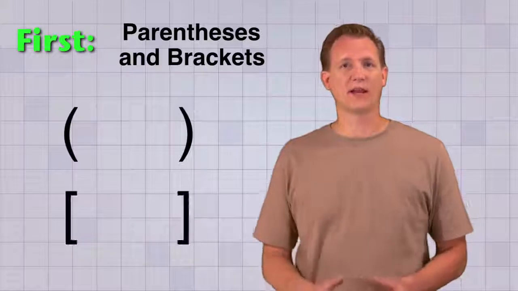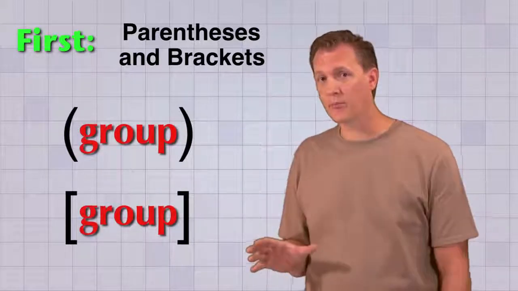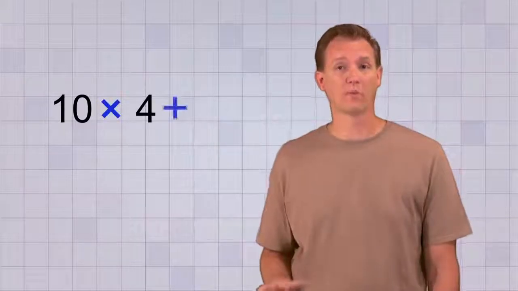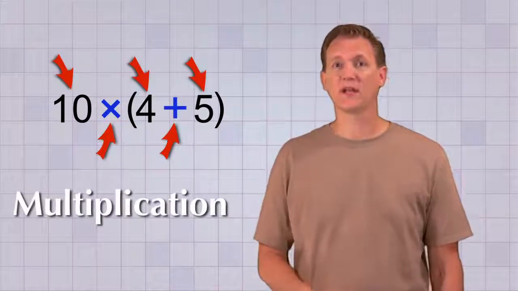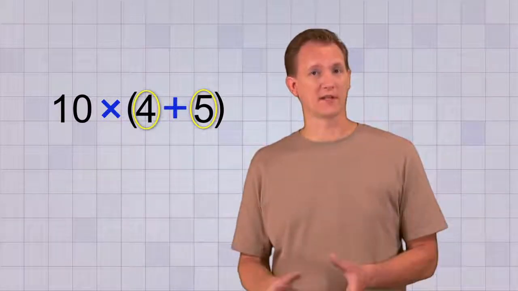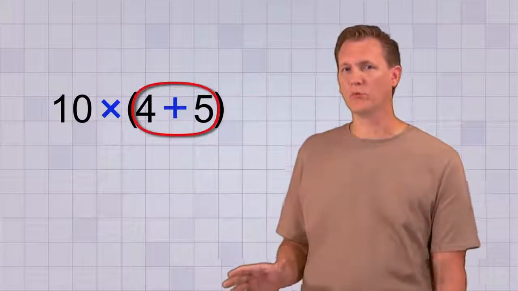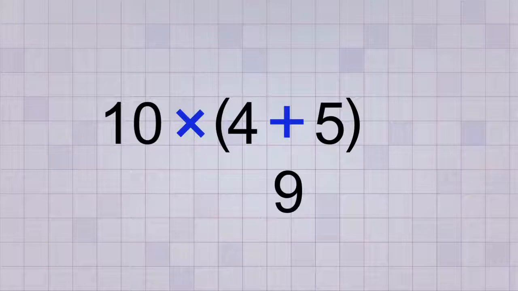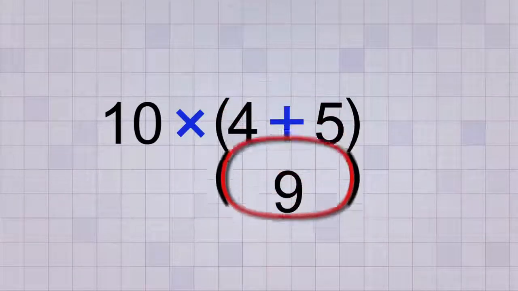So parentheses and brackets are used to group things together, and our rules tell us to do any operations inside these groups first. For example, have a look at this problem. 10 times (4 plus 5). It has 3 numbers and 2 operations, multiplication and addition. But 2 of the numbers and the addition symbol are inside parentheses. That means that they form a group, and we need to do that part of the problem first. 4 plus 5 equals 9. So the part inside the parentheses can just be replaced with the simplified value 9.